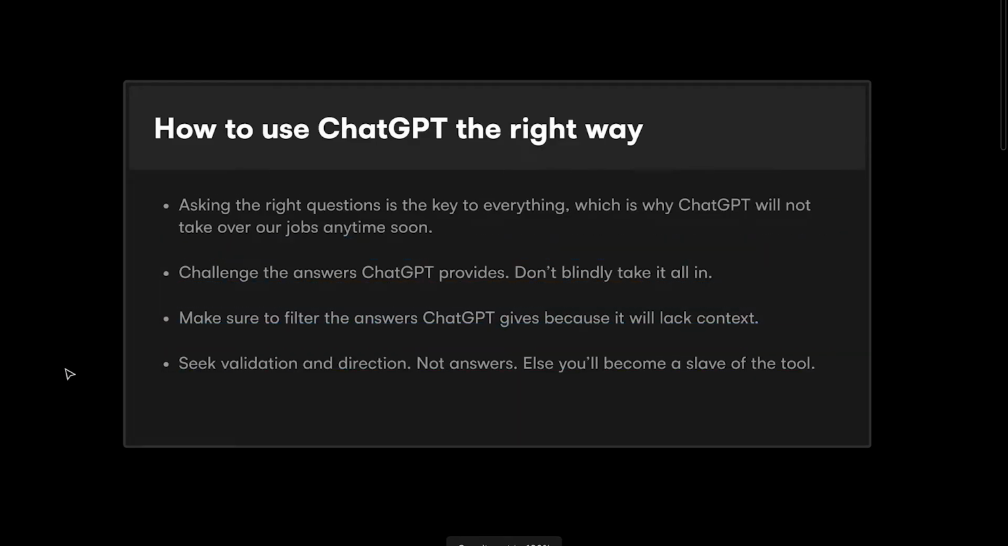Seek validation and direction. Don't look for answers. Sometimes it's fine if you want direct answers, but even if it does give you, sit down, validate it, and consider your use case, consider your personas, or else you will become a slave of the tool. And finally, depending on the tool for too much makes you less smart. ChatGPT is supposed to make you smarter and more efficient and help you build a thought process. But if you just go looking for answers and you don't ask the right questions, it's going to make you less smart, and that's really bad for you. So now let's jump into the problem statement.